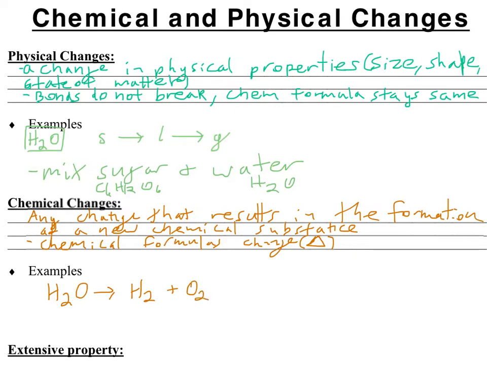Now, in case you've forgotten how to balance a reaction, we'll go through that later, but balancing this, it'd be 2 H2Os makes 2 H2s and 1 O2. So this would be if we added electricity.